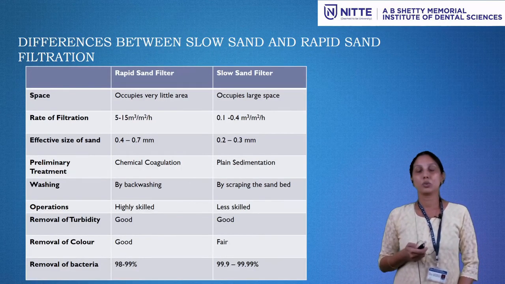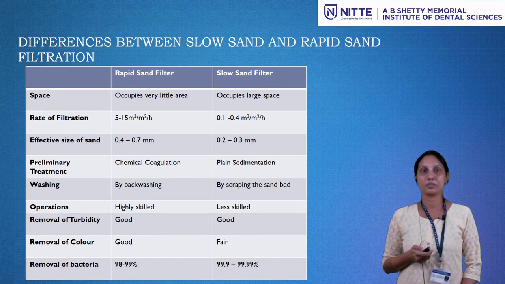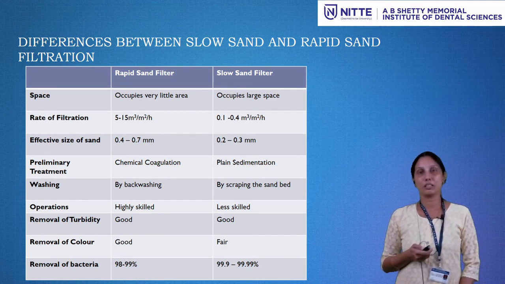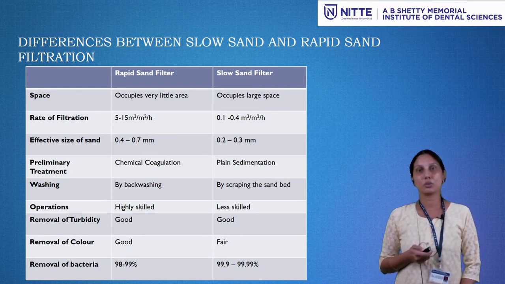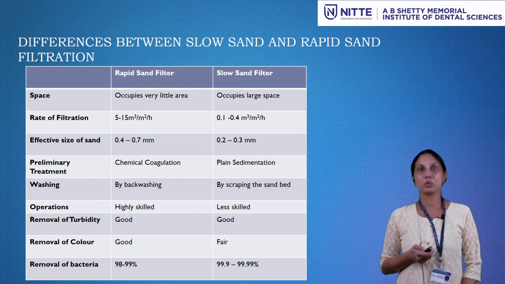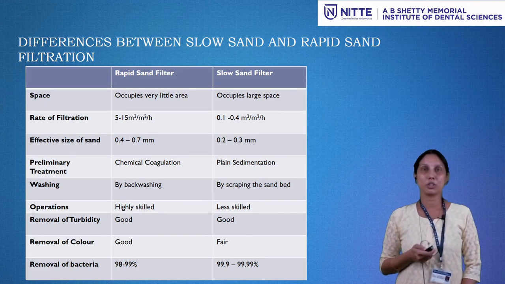This slide shows the difference between the rapid sand and the slow sand filter. A rapid sand filter occupies very little space, however, a larger space is required for a slow sand filter. The rate of filtration is 5 to 15 meter cube per meter square per hour in case of a rapid sand filter, whereas in a slow sand filter, it is 0.1 to 0.4 meter cube per meter square per hour. The effective size of a rapid sand filter is 0.4 to 0.7 millimeter. In case of slow sand filter, the particle size of the sand is still smaller, that is 0.2 to 0.3 millimeter.